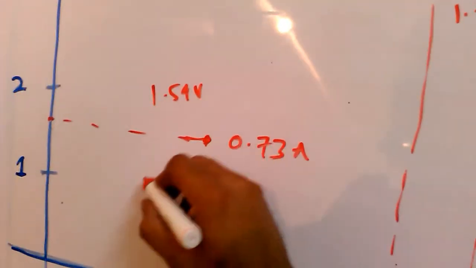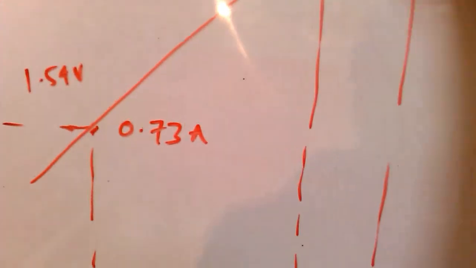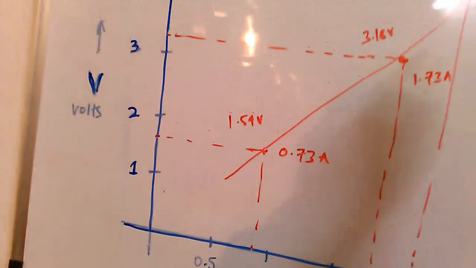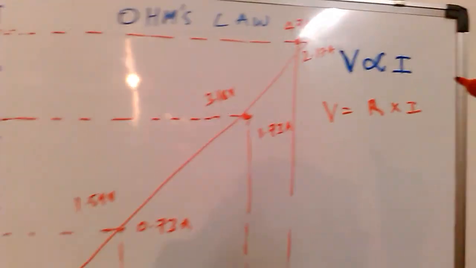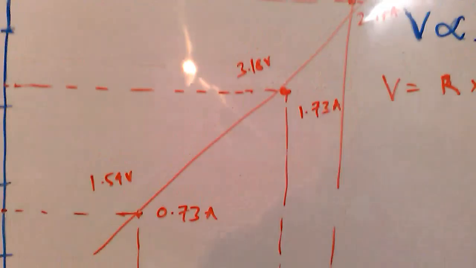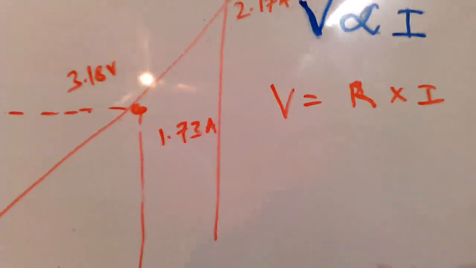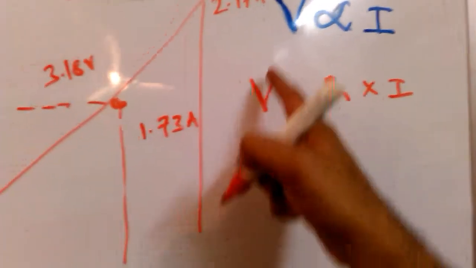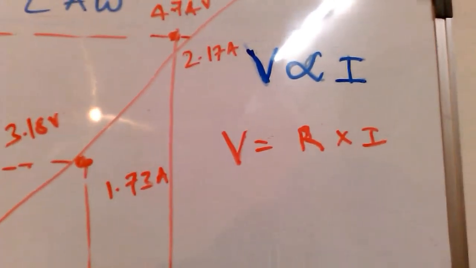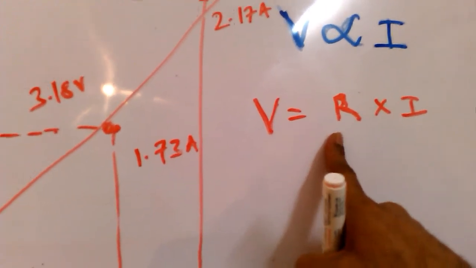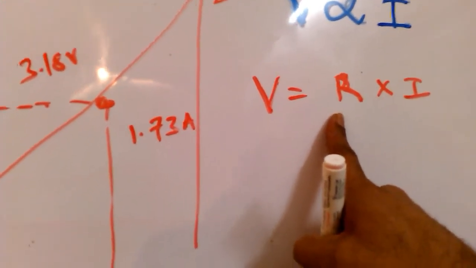If you draw a graph, it will pass through all these points. Okay, which shows that the voltage is proportional to current. So this straight line indicates the proportionality. Now if you want to establish a relation between the voltage and the current, it should be multiplied by a constant, which is called R, a resistance.